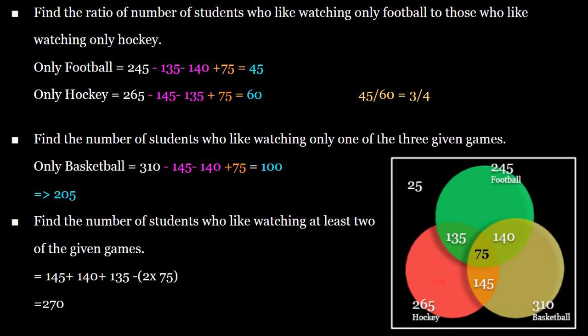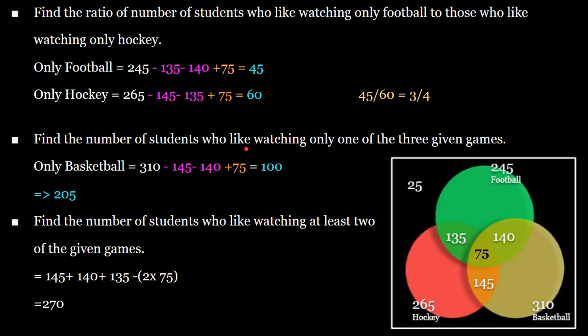Similarly, we can do it with hockey. This is 265. We will compute 265 minus 145 minus 135, and then we will add 75 because we are subtracting it twice. Okay, so this will come out to be 60. So we have 45 and 60. We will take the ratio: 45 by 60 will become 3 by 4.